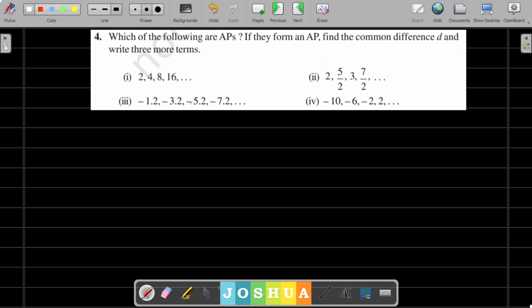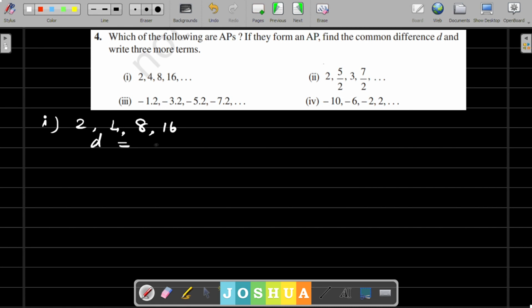Which of the following are APs? If they form an AP, find the common difference and write 3 more terms. I'm taking the first question here. Numbers are 2, 4, 8, 16. I'm going to find the difference here.